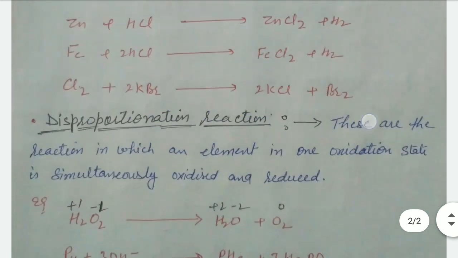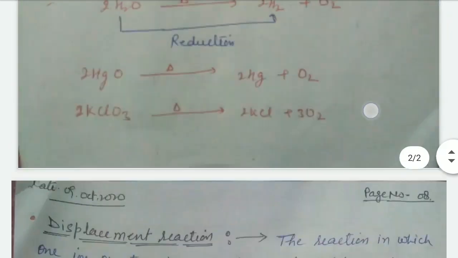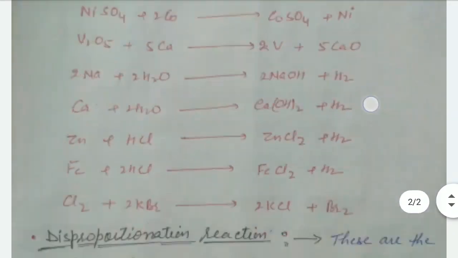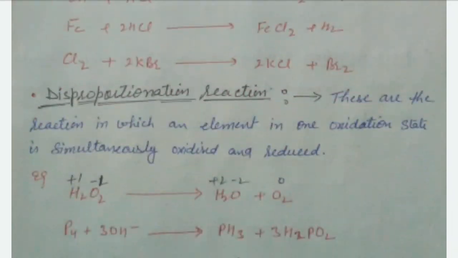Right? These are four important types of redox reaction. First is combination, decomposition, displacement, and the last one is disproportionation reaction. Okay, in our next video, we will try to discuss our next topic, balancing of chemical reaction.